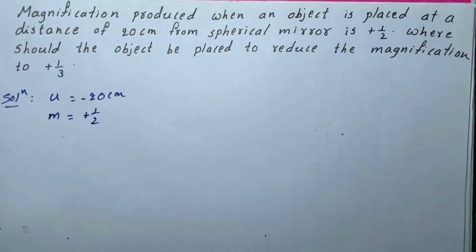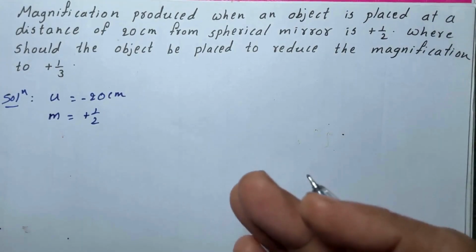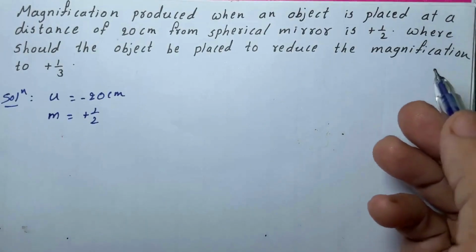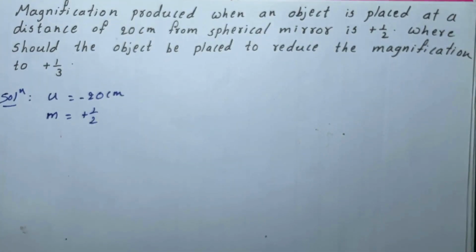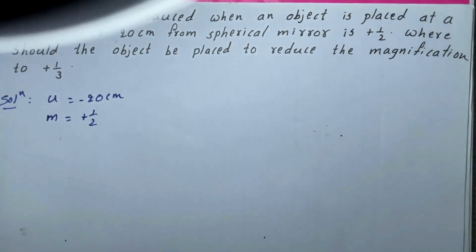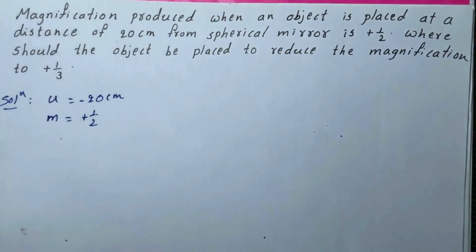When the object is at 20 centimeters distance, magnification is plus 1 by 2, and we have to find out the new object position. The object is kept at a certain distance from the mirror, and when the object is at that distance, magnification is plus 1 by 3. So now we have to find out the distance where the magnification is plus 1 by 3.